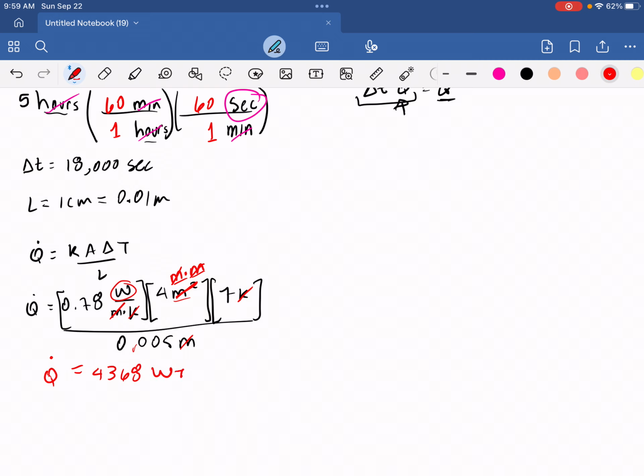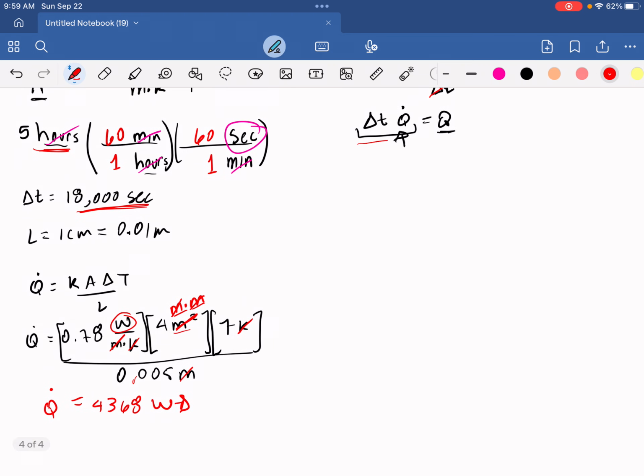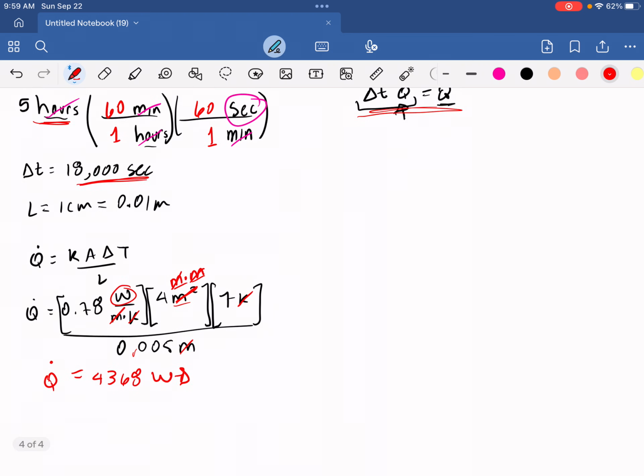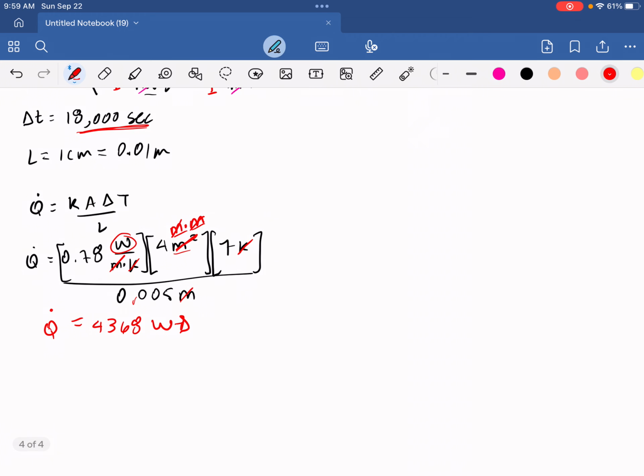watts. But you have to remember that these watts are actually joules per second. The reason we had to convert these hours into seconds is because that's what's going to cancel out once we use this formula. Again, use your units. The units tell the entire story. So then I can rewrite this as 4,368 joules per second.